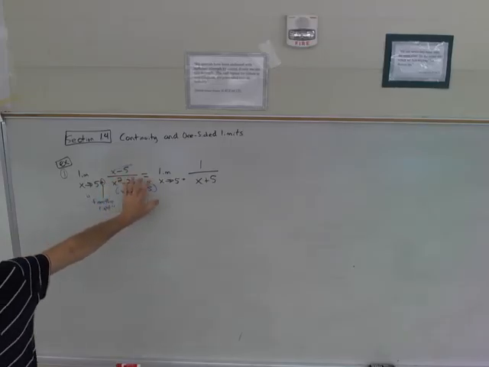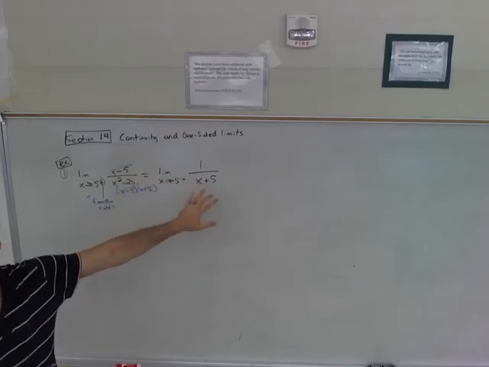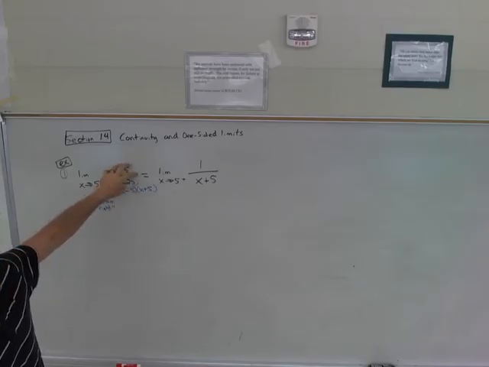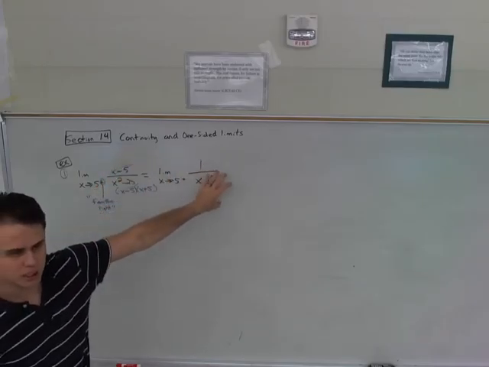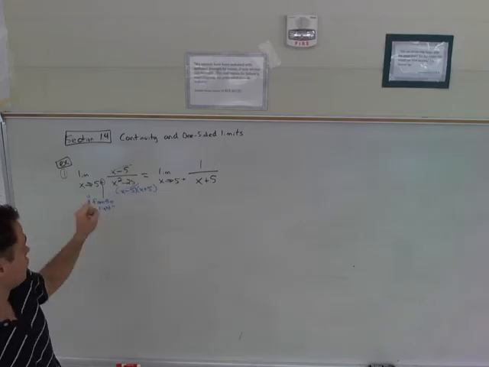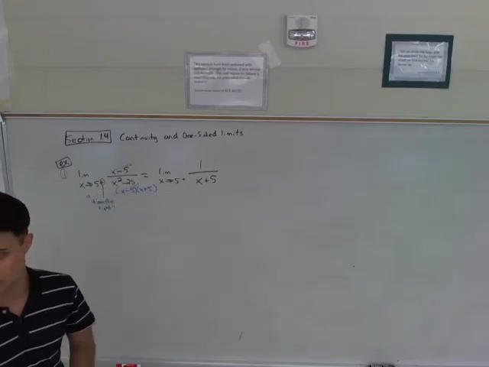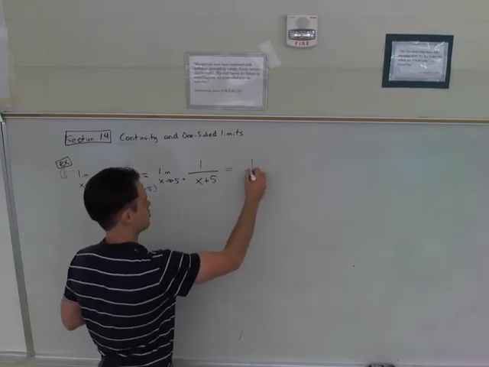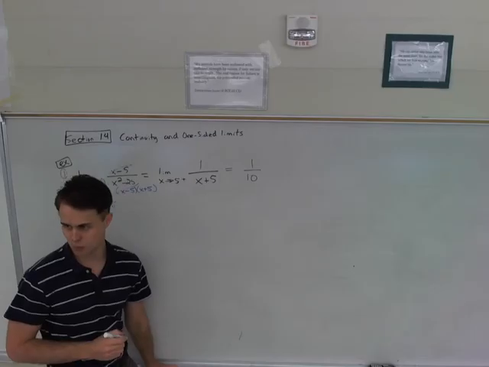Okay, so what allowed me to go from this step to this step, remember? It was that theorem that said you can replace f with a function g as long as those are equal everywhere except at 5. So does this work also for one-sided limits? Yeah, it does. And you're going to get 1/10 now when you plug in, right?